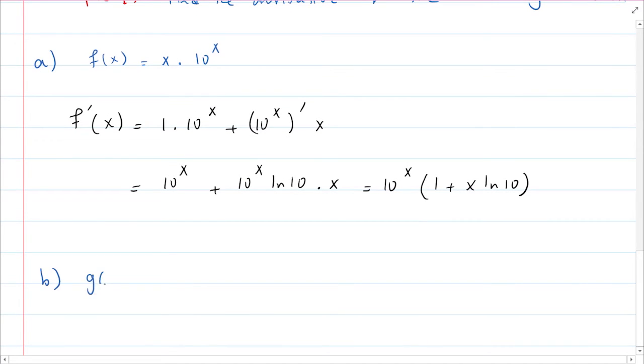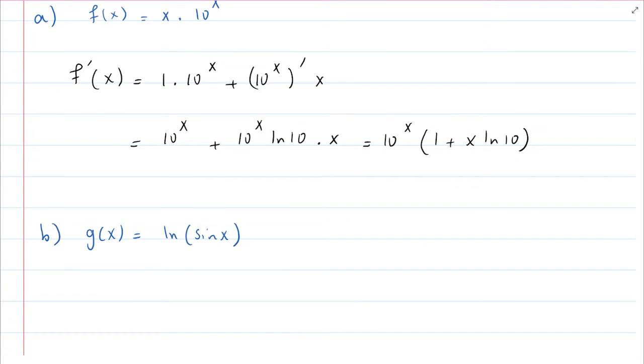The second question, or part B of this question, we want to take the derivative of ln of sine x. So if you have ln of something, you know that ln of x by itself, and let me write the formula on the side. If you have ln of x by itself and you take the derivative, it will be 1 over x.